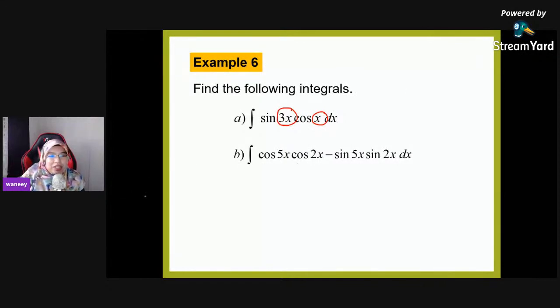And then for the second one, we have cos, cos, sine, sine. So we got a pair over here. So this is 5x, this is 5x, cos 5, sine 5, cos 2, sine 2. So I know this is definitely cos A plus B. Yang ni cos A plus B lah.